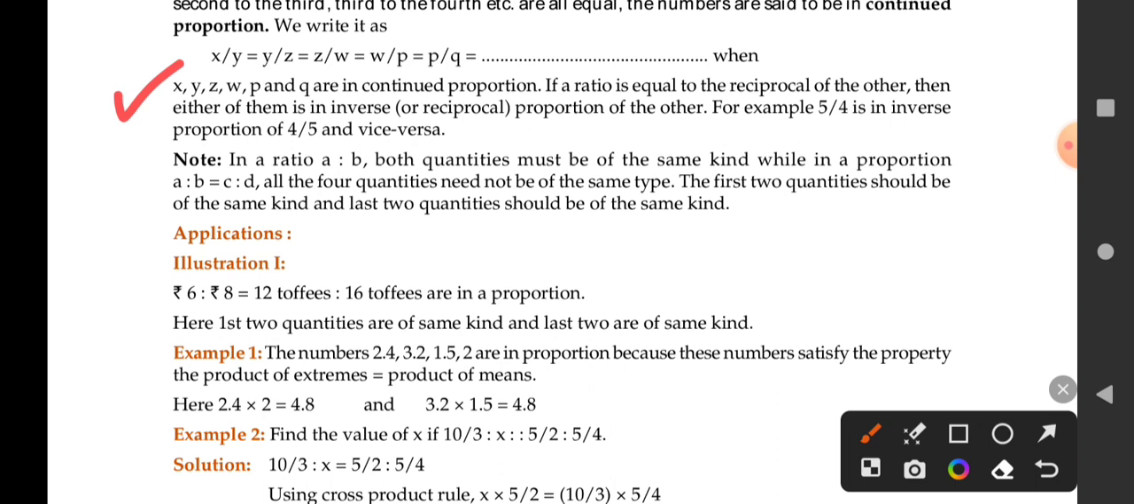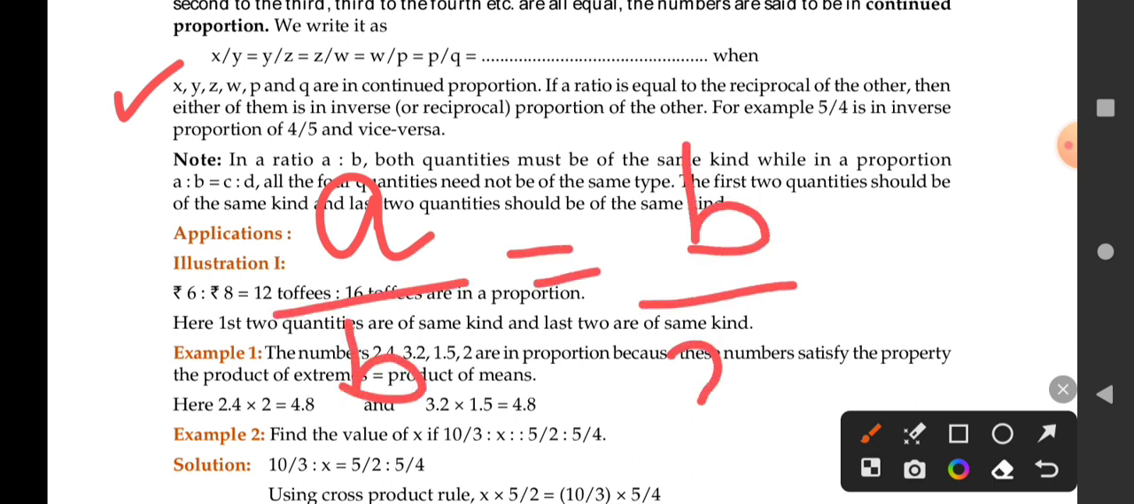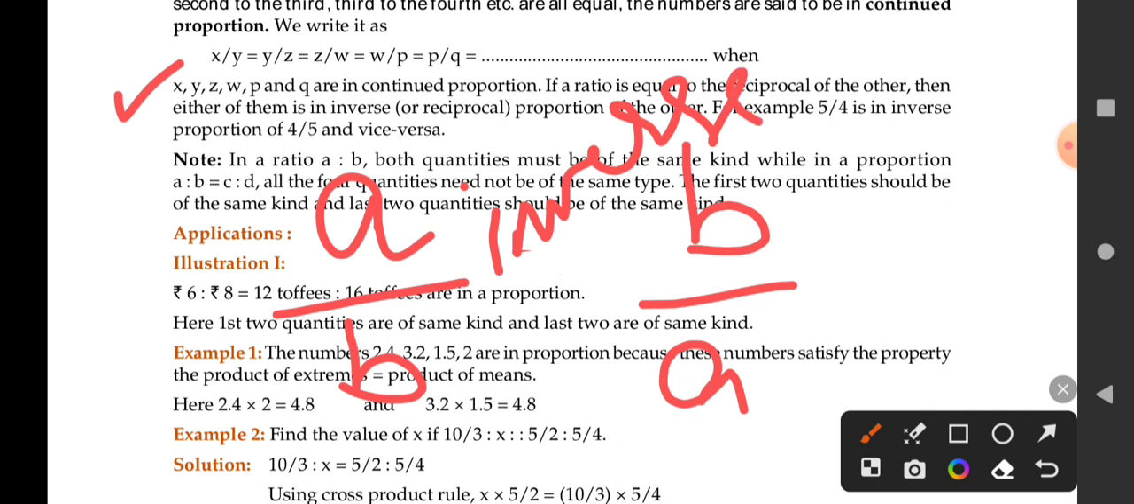If a ratio is equal to the reciprocal of the other, suppose A is to B and B is to A, then either of them is in inverse or reciprocal proportion of the other. For example, 5 by 4 is the inverse proportion of 4 by 5 and vice versa. This is inverse, I mean to say. Okay, inverse, correct?